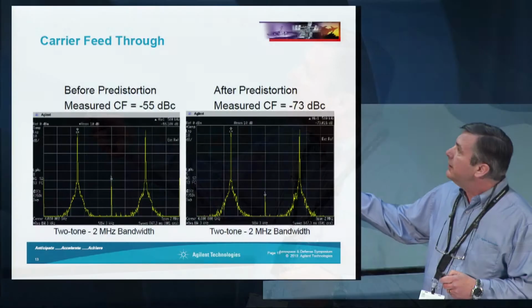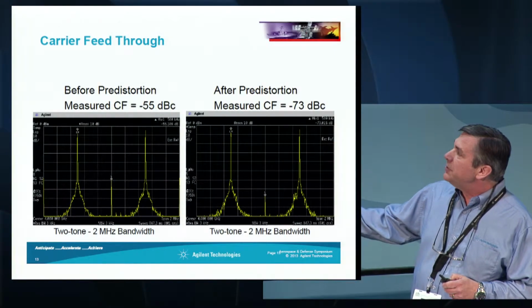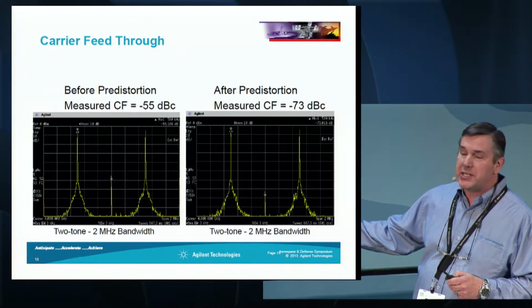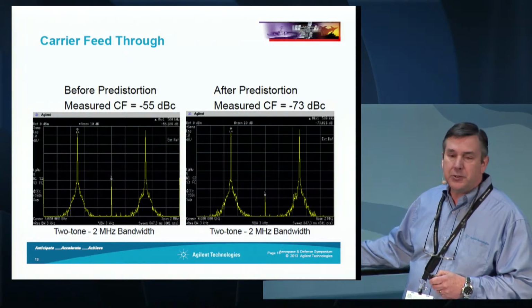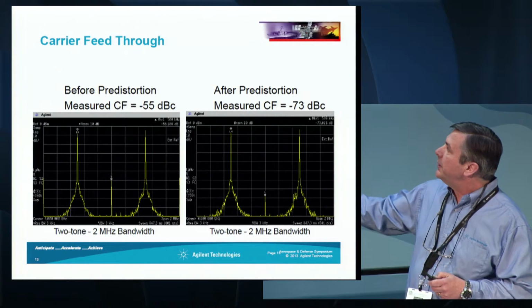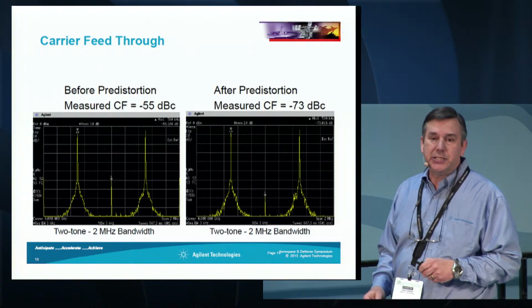So here's the effect of using a pre-distortion. Here's the minus 55 LO feed through again. And if we put a tone 180 degrees out of phase with the LO, we can get it down to minus 73 dBc.